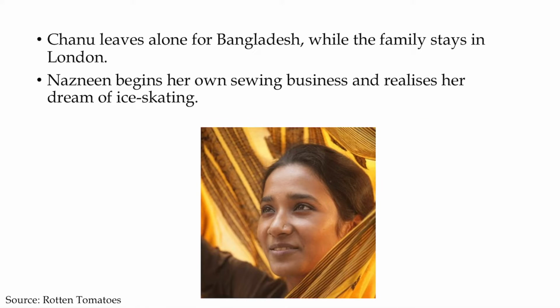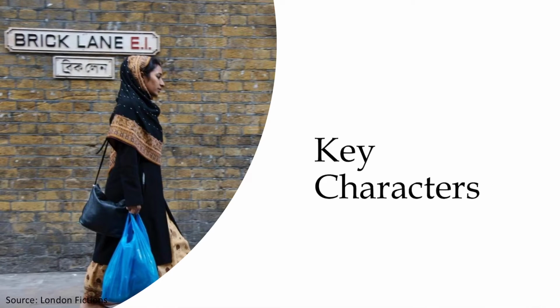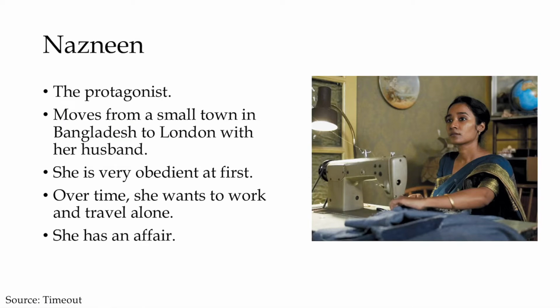At the end of the novel, we find that Chanu ends up leaving alone for Bangladesh because Nazneen finally determines that the Bangladeshi culture and the life would be too restrictive for her two young daughters, and she doesn't want them to face the life that her sister Hasina faced as a woman who took initiative but was later punished by her culture for it. And so Nazneen decides to stay in London, and she begins her own sewing business and realises her dream of ice skating.